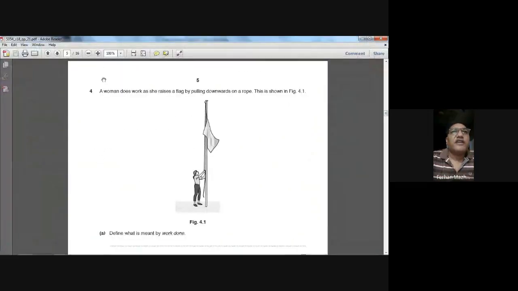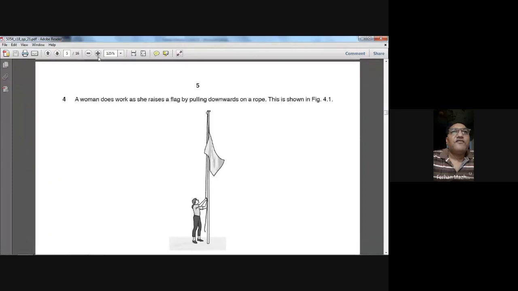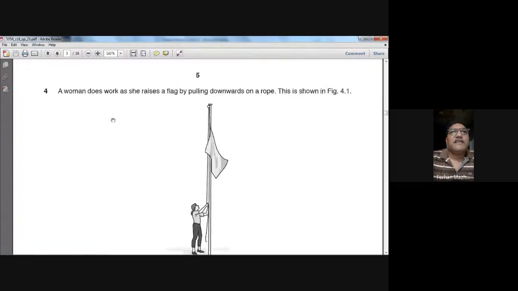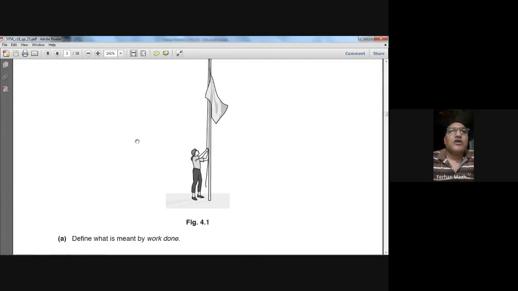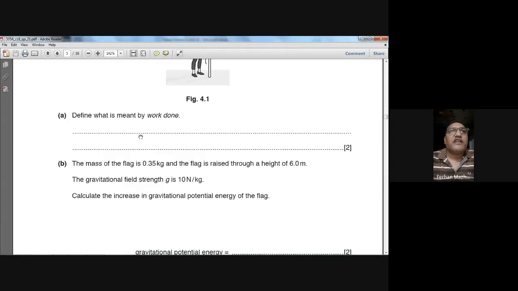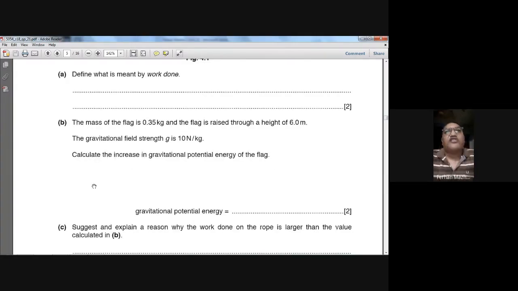The next question, question number 4, is on your screen. It says, a woman does work as she raises a flag by pulling downward on a rope. This is shown in figure 4.1. So what she's doing, she's pulling the rope and the flag is going up. Okay, the first question, A part, is define what is meant by the work done. It's a 2-mark question.